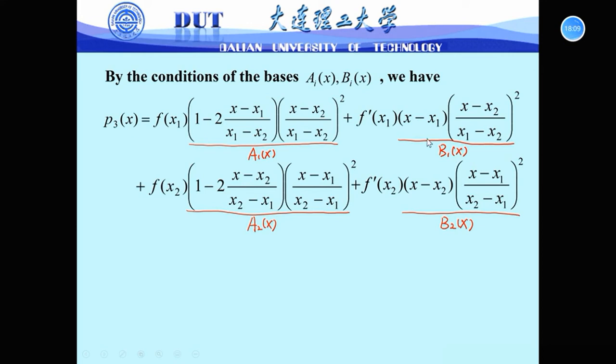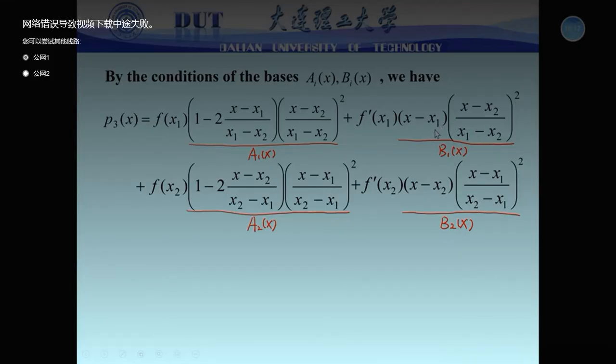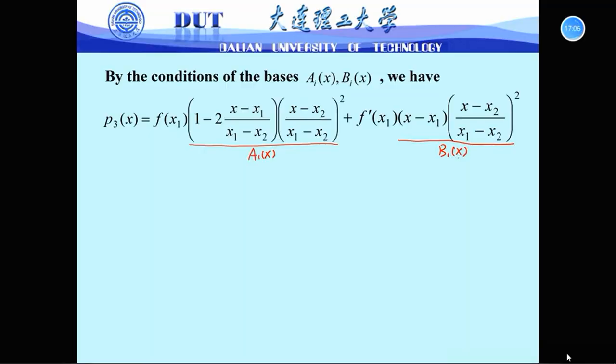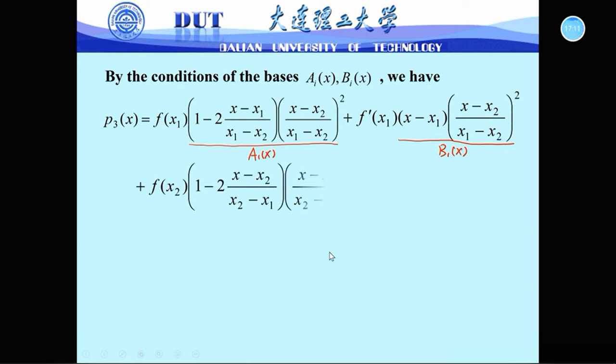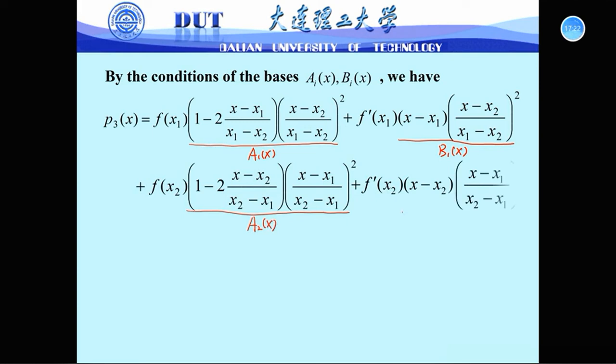And now also b1 is (x minus x1) multiplied by (x minus x2) divided by (x1 minus x2) squared. And then interchange x1 and x2, you see, from x1 to x2, x2 to x1, then you will obtain b2x from b1. And also plus f(x2) multiplied by this function a2x, and this function b2x.